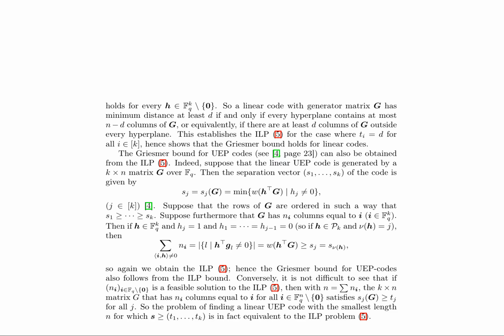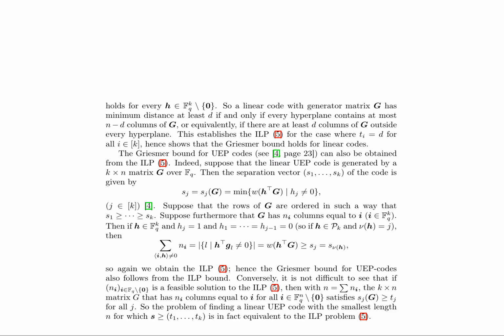The authors present a generalized distance bound for UDD PIR encoders, expressed in terms of the separation vector of the code. This is achieved by establishing a connection between the Griesmer bound for linear codes and the ILP problem. The Griesmer bound, a fundamental limit on the parameters of linear codes, can be derived from the ILP problem, which demonstrates that the Griesmer bound holds for linear codes. Furthermore, the paper shows that the Griesmer bound for UEP codes, as well as for UDD PIR codes, can be obtained from the same ILP problem.